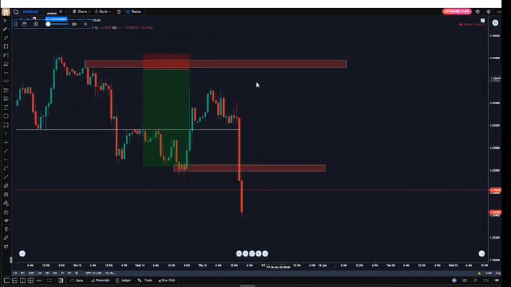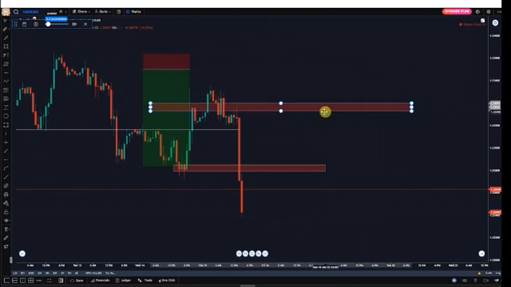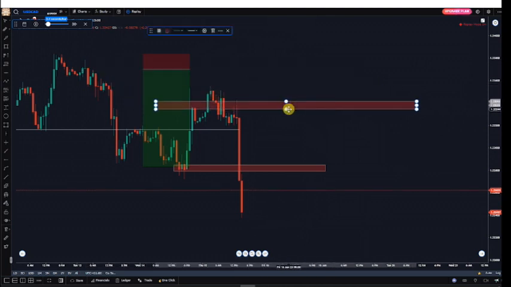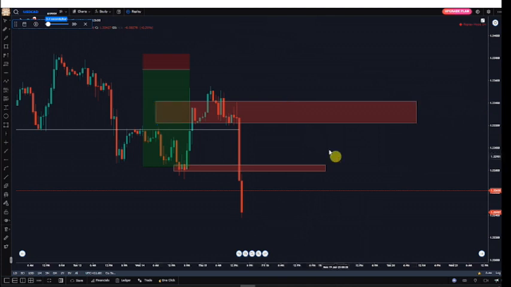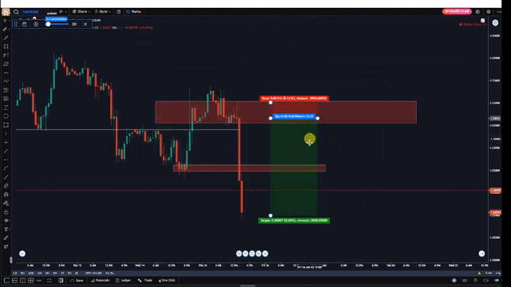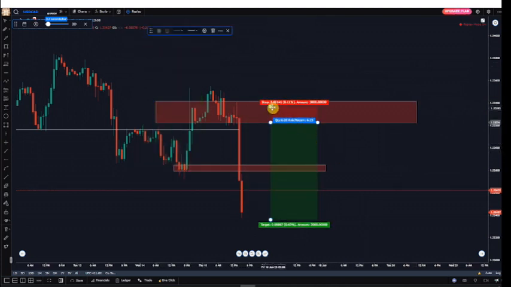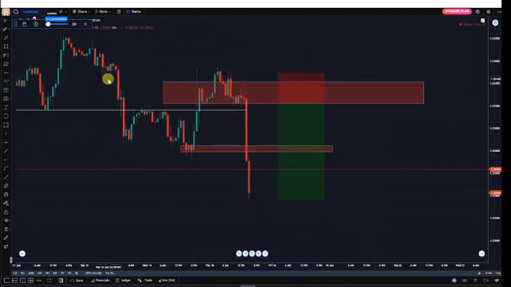So where is our liquidity grab? Our liquidity grab should be somewhere around here. That is it. So it's the wick. So it's a pending order. Let's see if the trade will be won also. So that's how to trade SMC.